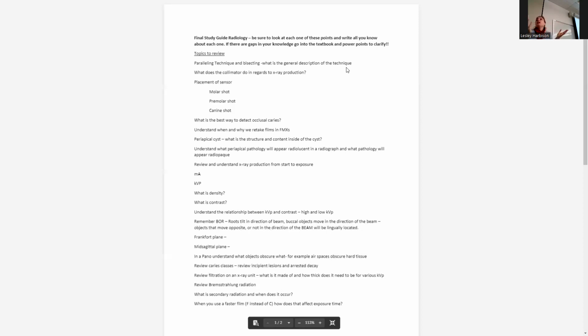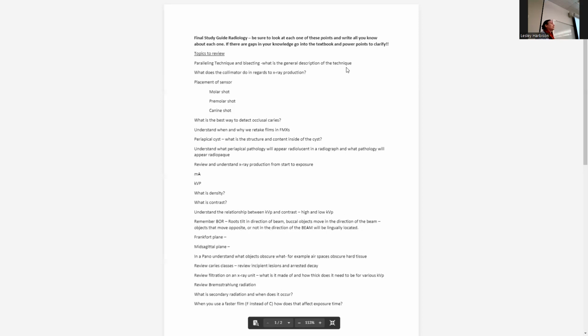Sometimes it might be just familiarity with the terms. So perpendicular would be the beam coming straight in at a right angle to hit the film and the tube. And then for bisecting, you know that the angle is created by the tooth and the film, and the imaginary bisector is in the middle. But again, the primary beam needs to come in perpendicular.